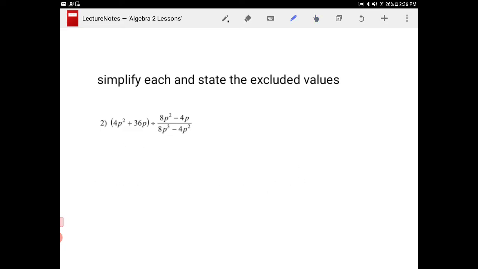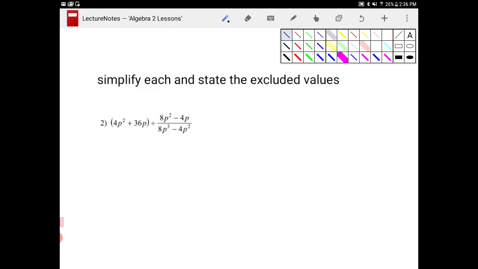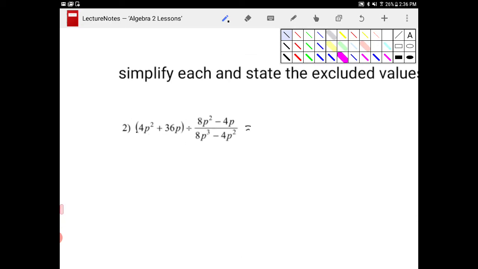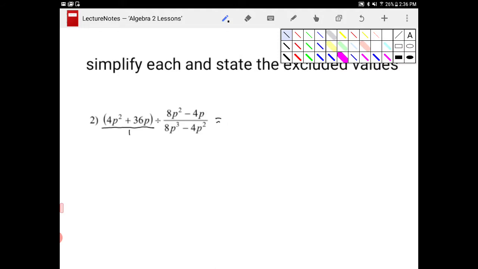This is treated no differently. The first expression here that's in the parentheses, understand that this is also a rational expression. This is divided by 1. And this quotient is equivalent to 4p squared plus 36p divided by 8p squared minus 4p over 8p cubed minus 4p squared.